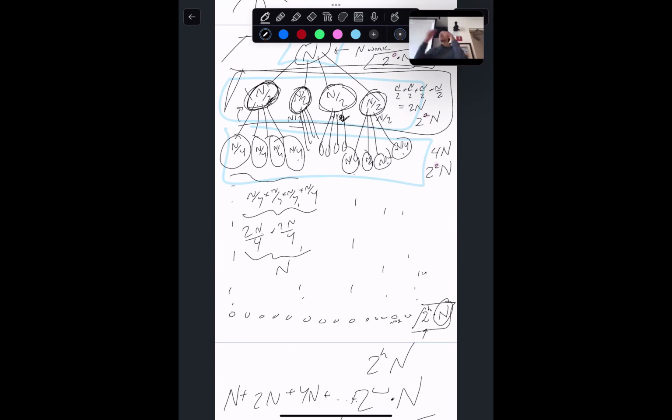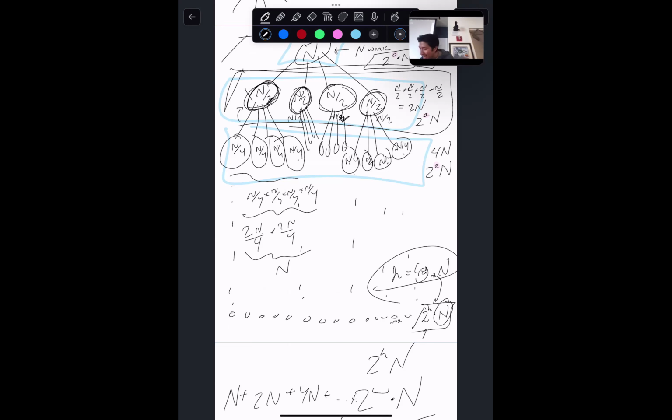To give a more mathematical reasoning behind that, the height is log base 2 of n because it takes log n time to cut a number by 2, by 2, by 2, by 2, until you reach that base case of 1, no matter how big that number is. Log base 2 of n. So the height is log base 2 of n.